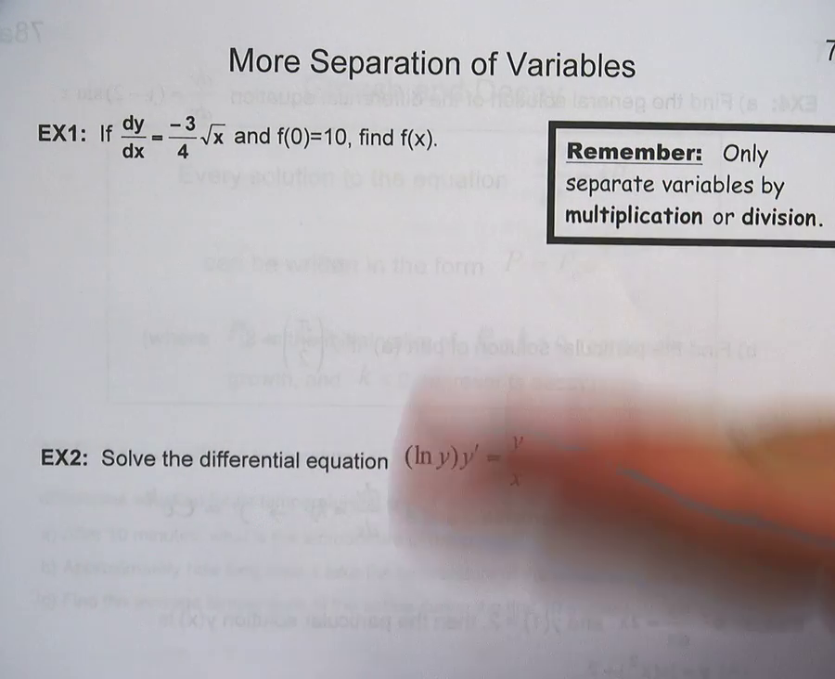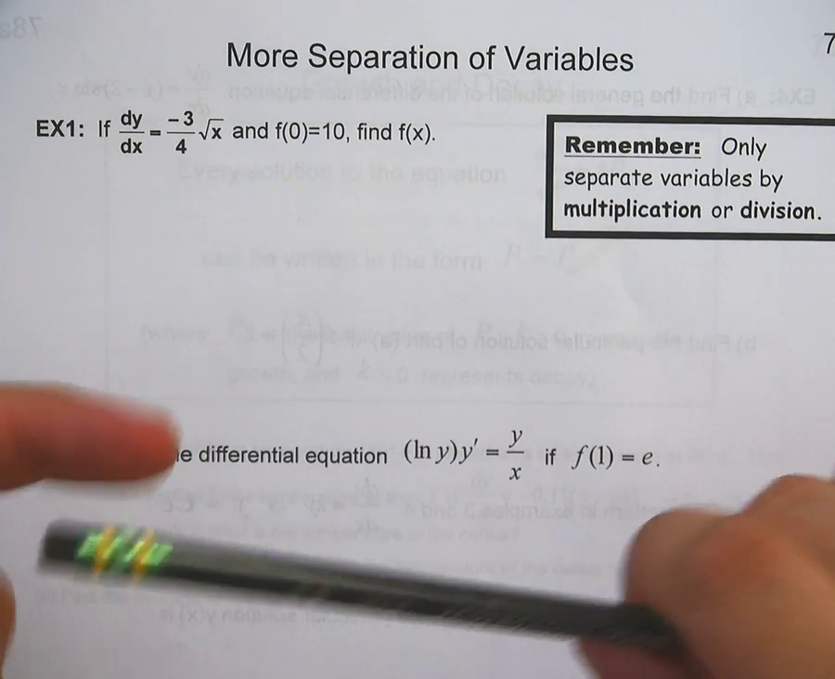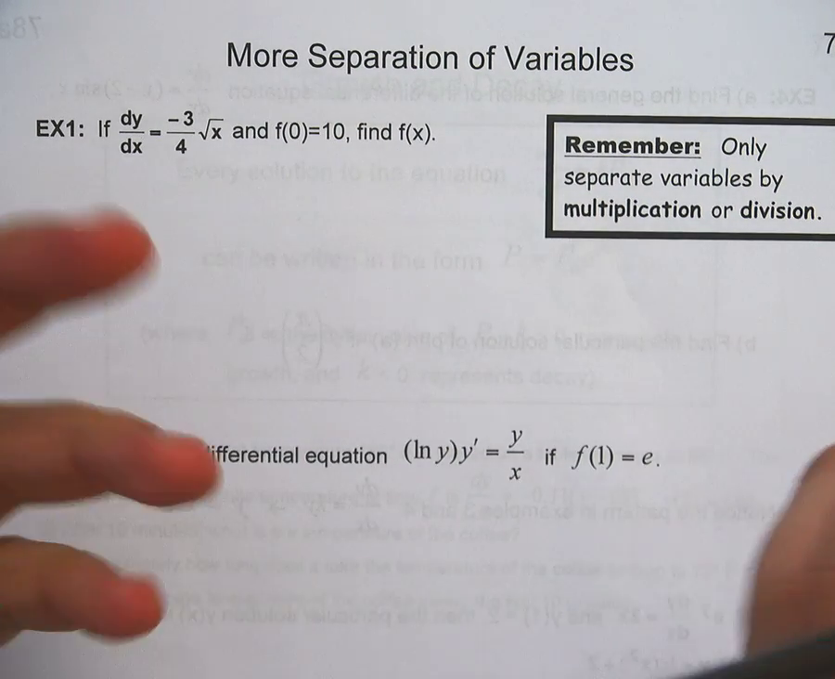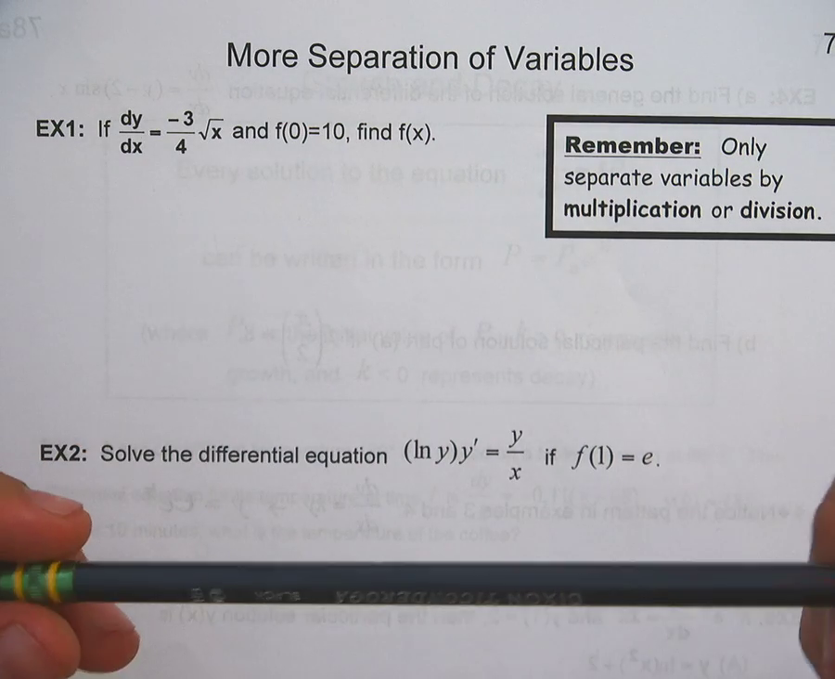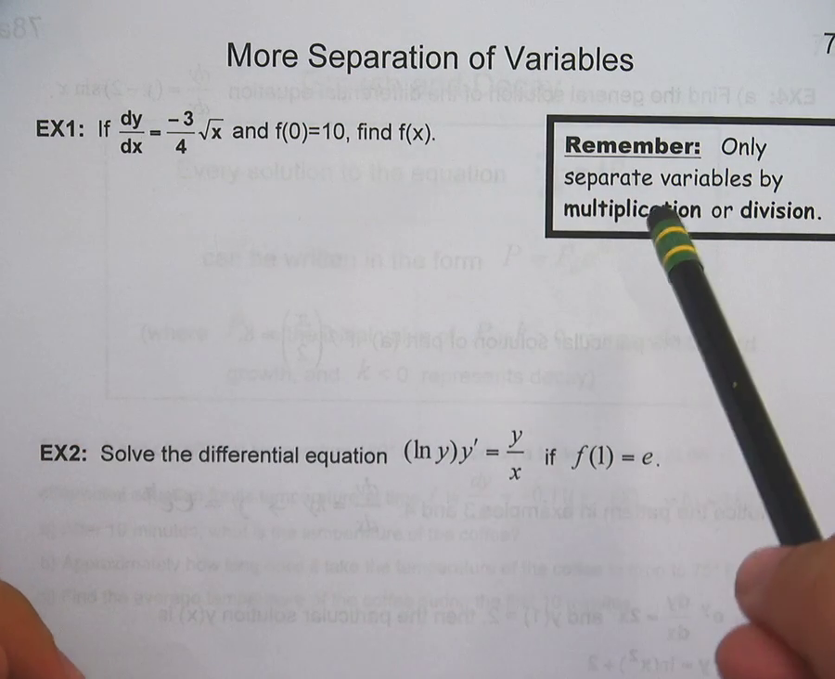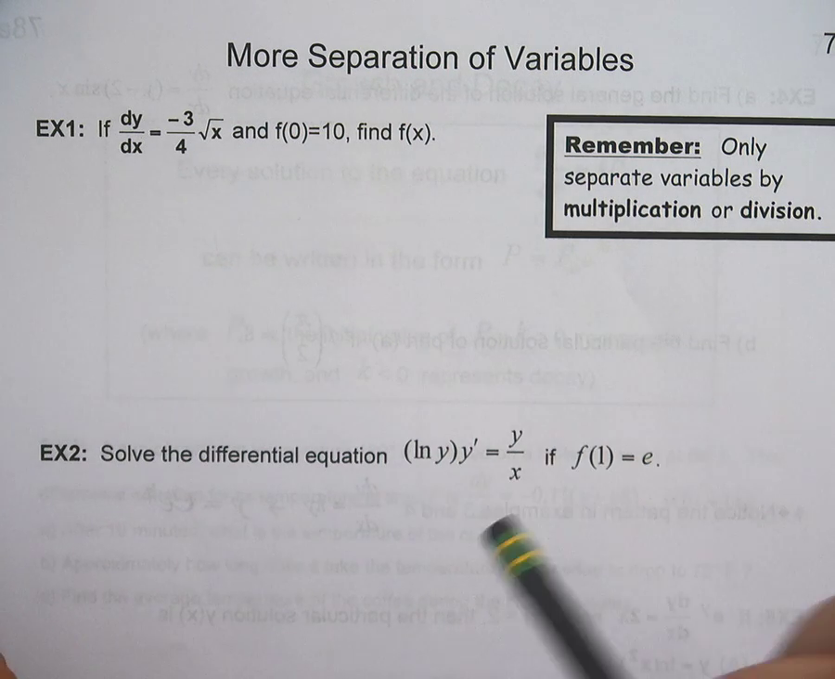Today we're going to be talking about more separation of variables. This is going to be dealing with a lot of the natural log stuff and using natural logs and e's, as I think we need a little bit more practice with that. But just a reminder, separation of variables only works if you're using multiplication or division. A reminder for you there again.